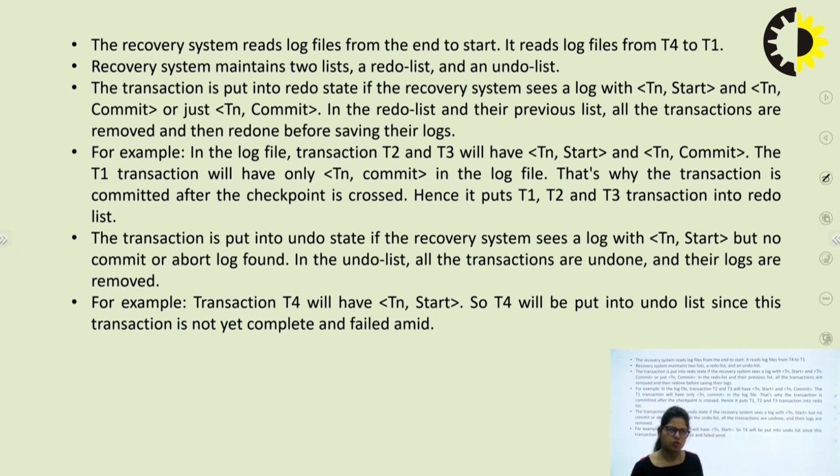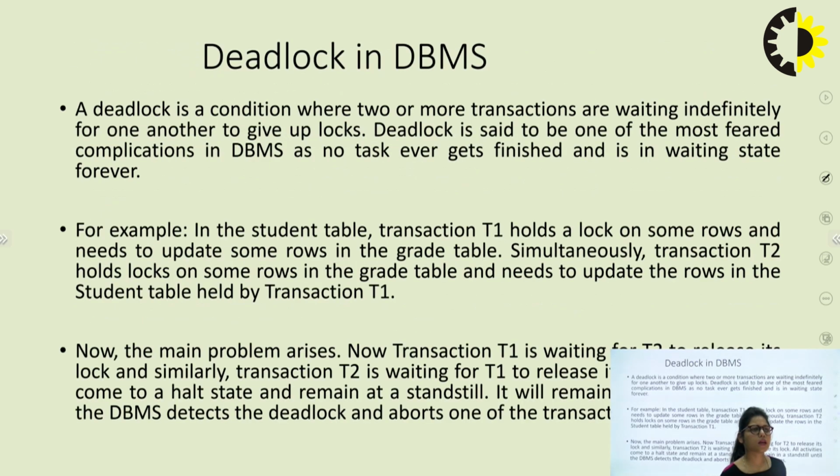Basically, we have two lists. In checkpoints, we have two lists, the undo list and the redo list. If any transaction has a start point and a commit point, then it will be put into the redo list. If the transaction does not have both start and commit points, then it will be put into the undo list. This is the basic example.